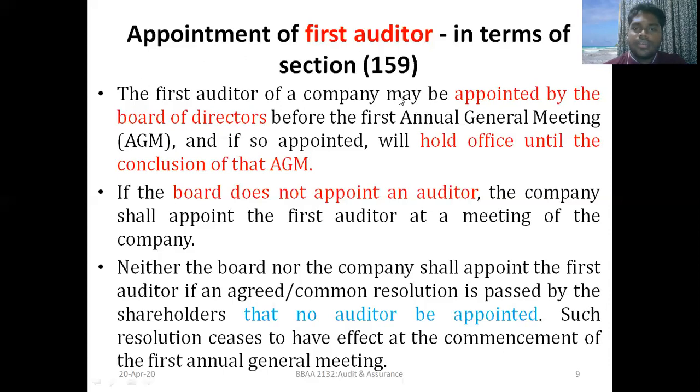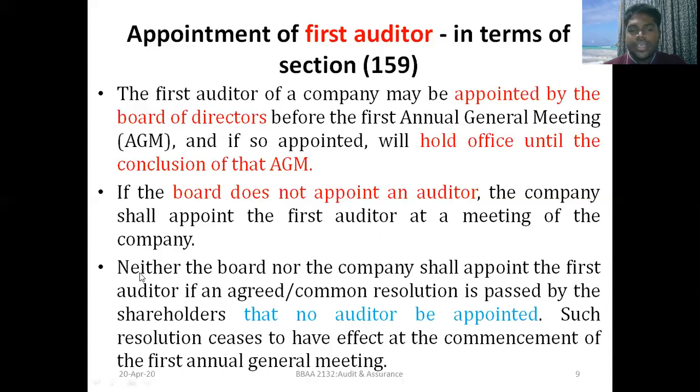The first auditor of a company may be appointed by the company's board of directors before the annual general meeting. If so appointed, the person will work until the conclusion of the annual general meeting. The second point says, if the board fails to appoint the first auditor, the company shall appoint the first auditor at a meeting of the company. So then the chance goes to the company meeting, and they can decide.